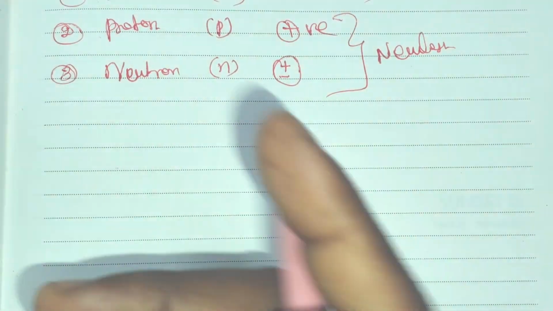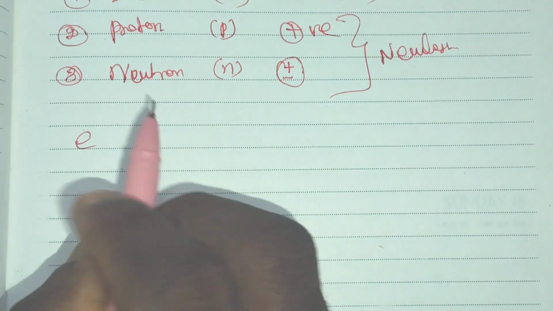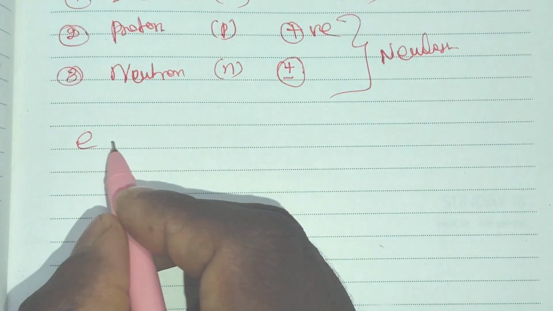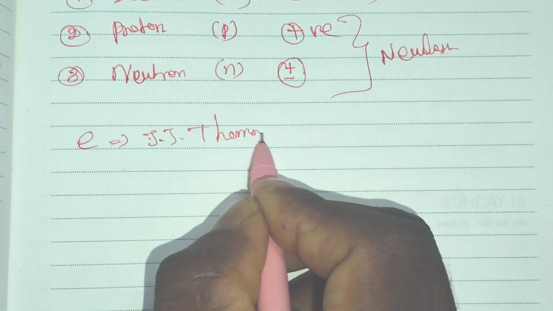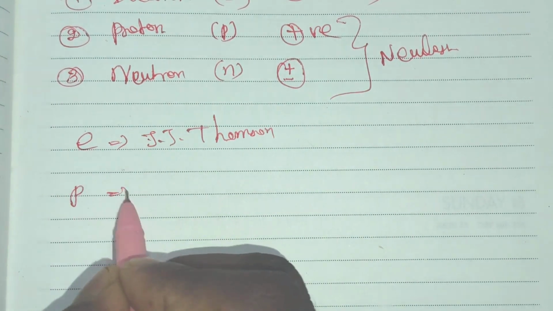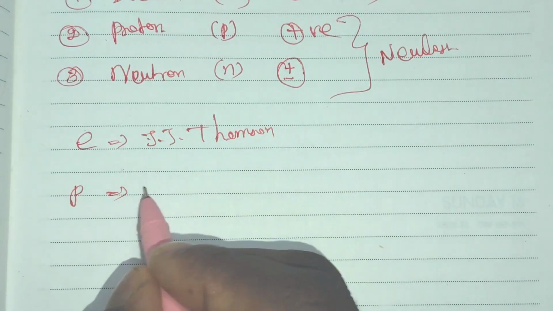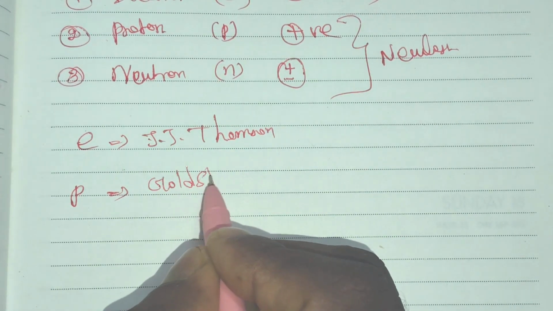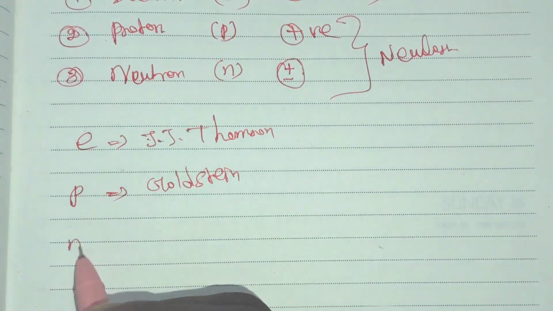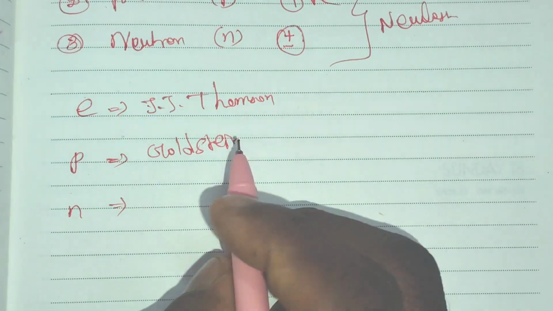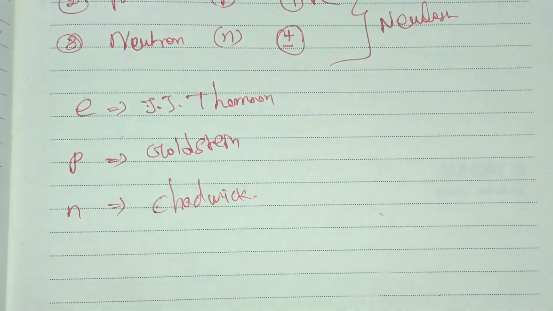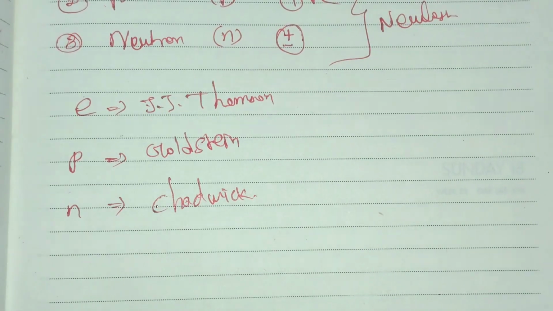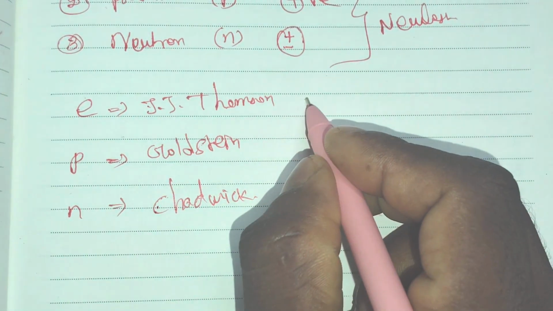The electron was discovered initially by J.J. Thomson, the proton was discovered by Goldstein, and the neutron was discovered by James Chadwick.